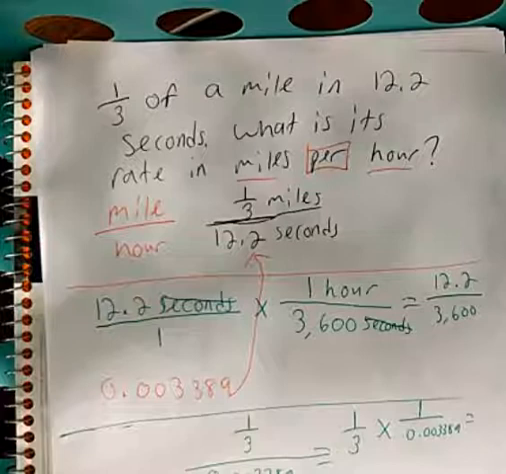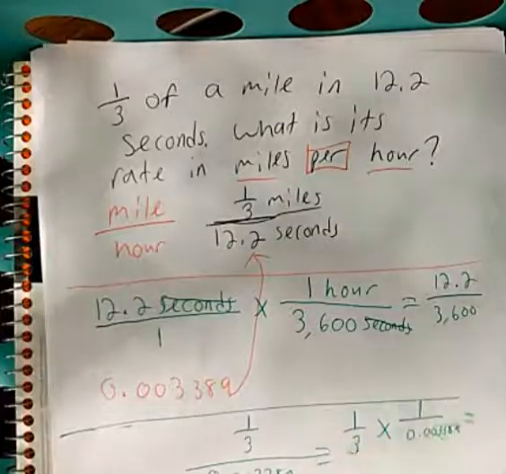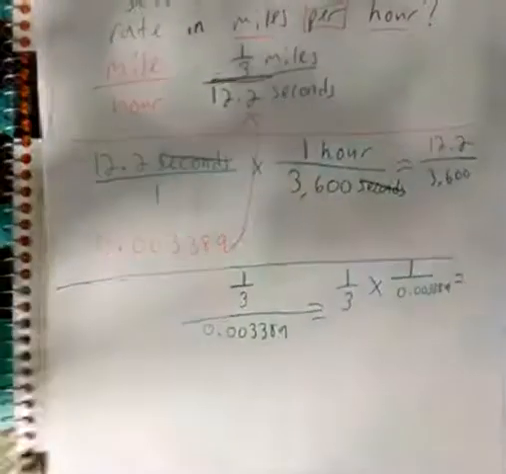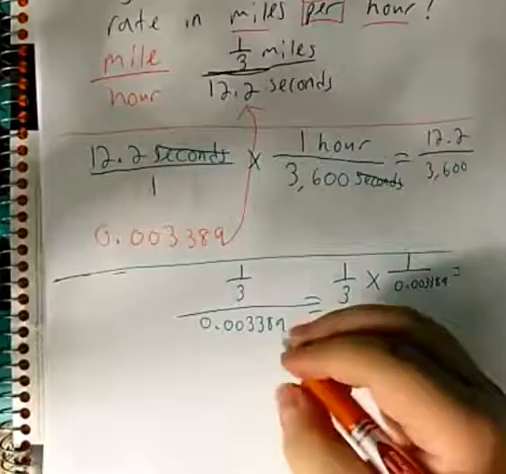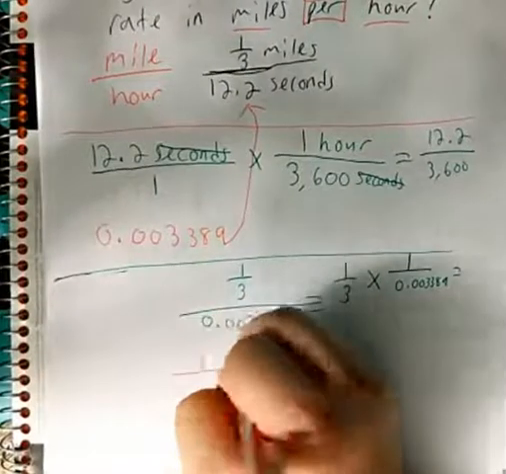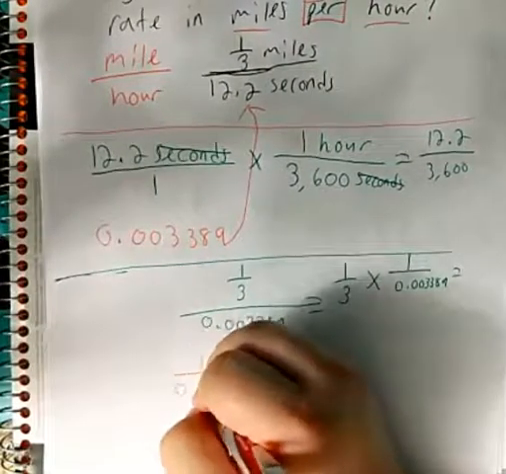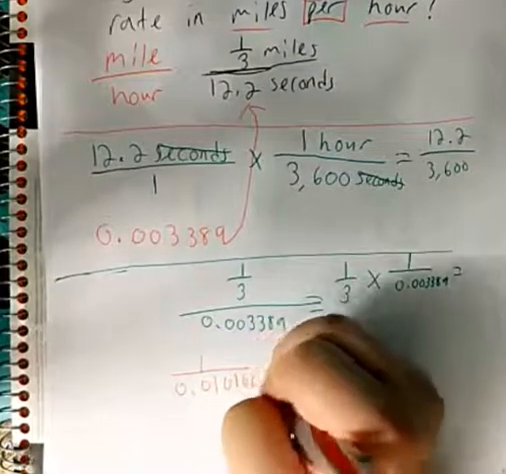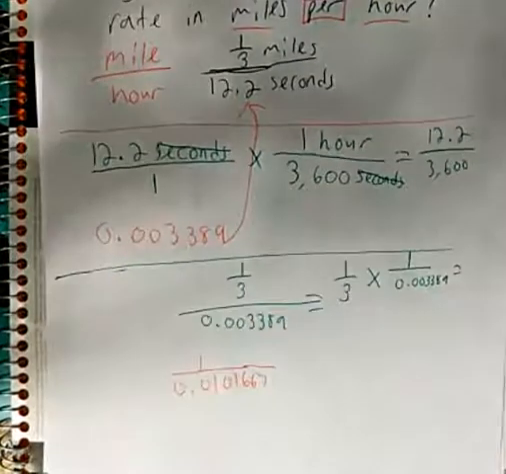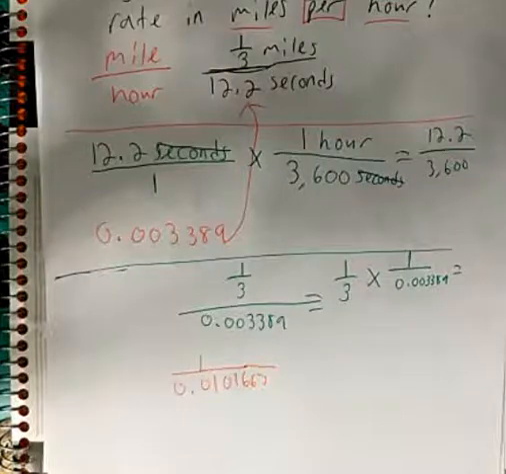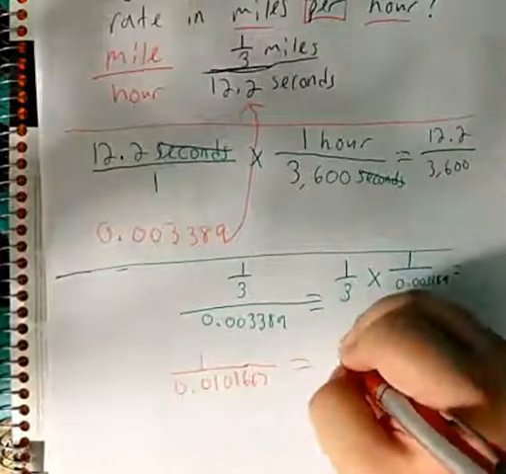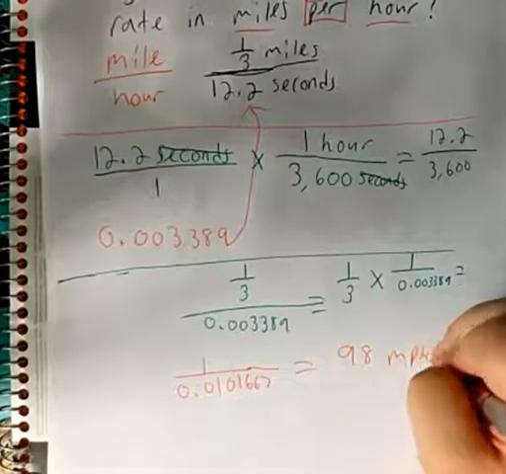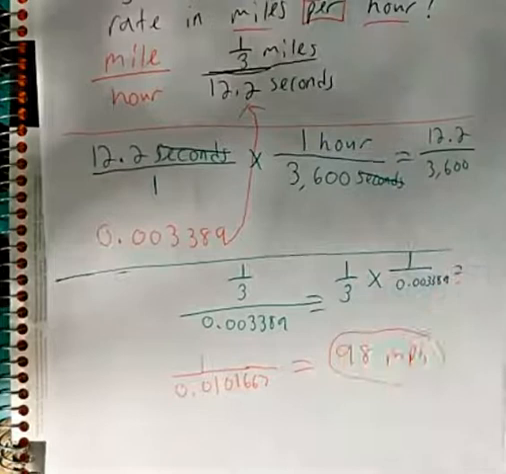Okay. I should have left myself more room. I'm gonna scroll my phone down. Okay. So now I have 1 over 0.01016667. And that gave me 98 miles per hour. It says to round to the nearest, so it's 98 miles per hour.